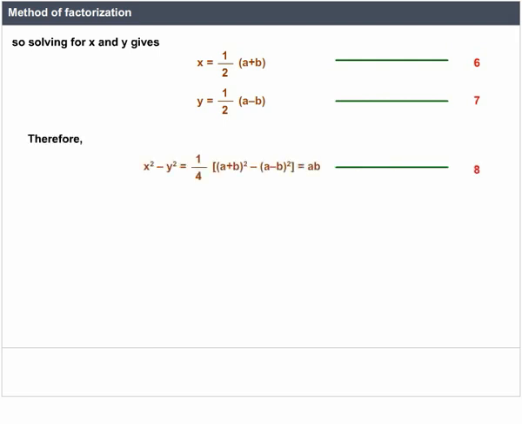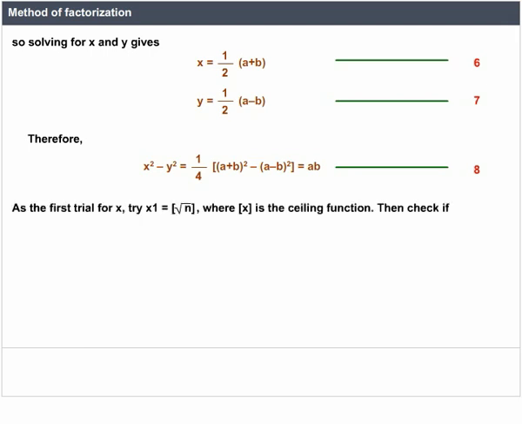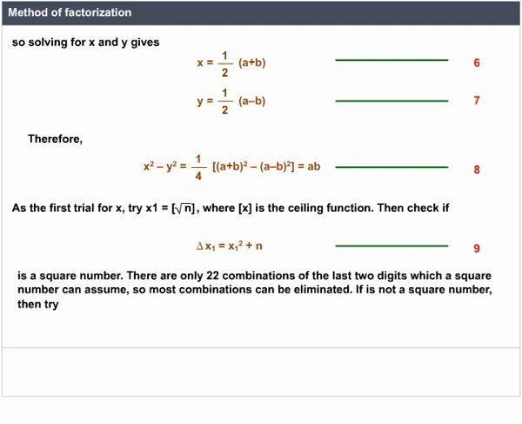Therefore, x square minus y square equal to 1 by 4 times (a plus b) whole square minus (a minus b) whole square, which equals ab. As the first trial for x, try x1 equal to the ceiling of root n, where the ceiling function is used. Then check if delta x1 equal to x1 square minus n, called equation number 9, is a square number. There are only 22 combinations of the last 2 digits which a square number can assume, so most combinations can be eliminated.